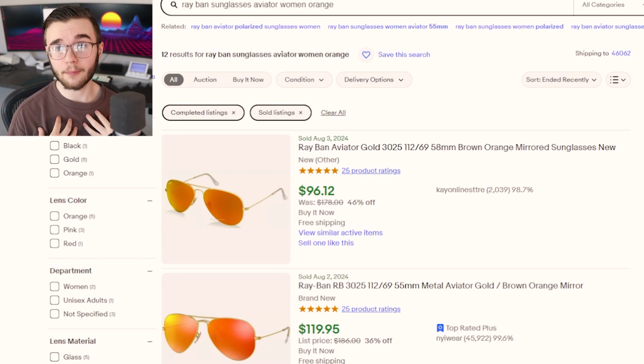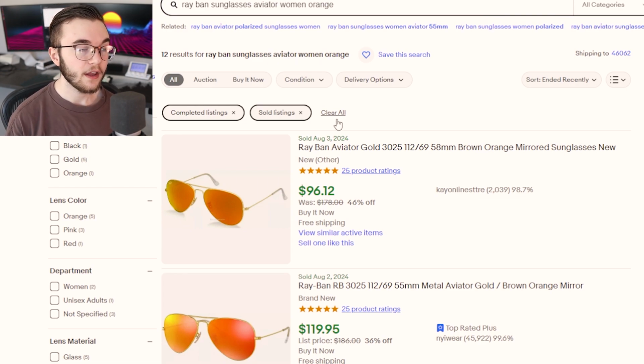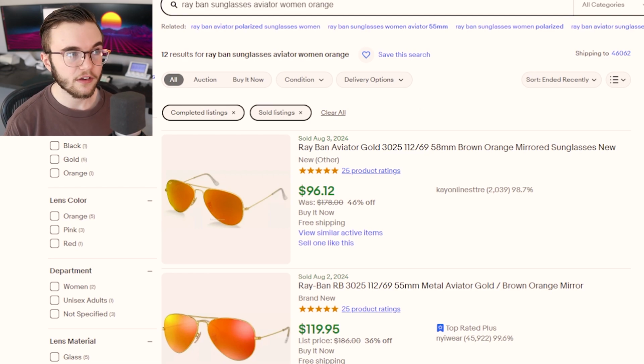Now, what does this mean? Does this mean I'm not gonna pick up these glasses right here? Well, no, I am gonna pick up those glasses because they're Ray-Bans, even though they're women's, even though they're bright orange, there's different ways you can sell them. As you see, you could sell them as Ray-Ban sunglasses. You could sell them as aviator sunglasses. You can even get a decent sell-through rate when you're calculating women's aviator sunglasses. But orange just doesn't seem to be a great color.